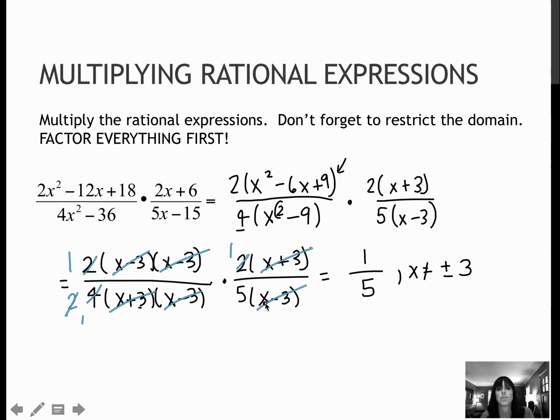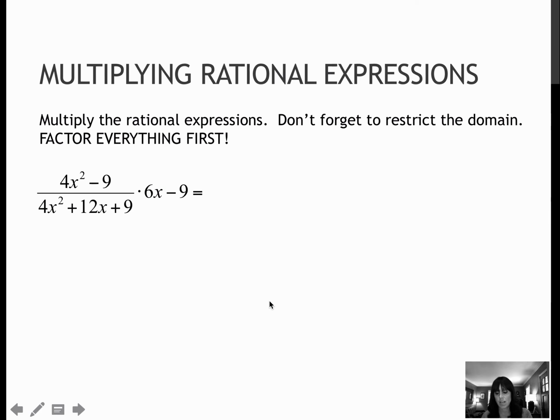Negative 3, positive 3, positive 3. And that's it. Let's try another. Notice here my second factor does not have a denominator. Just write it over 1. So this looks like a difference of squares pattern. I've got 2 perfect squares subtracted, so that gives me 2x plus 3, 2x minus 3.